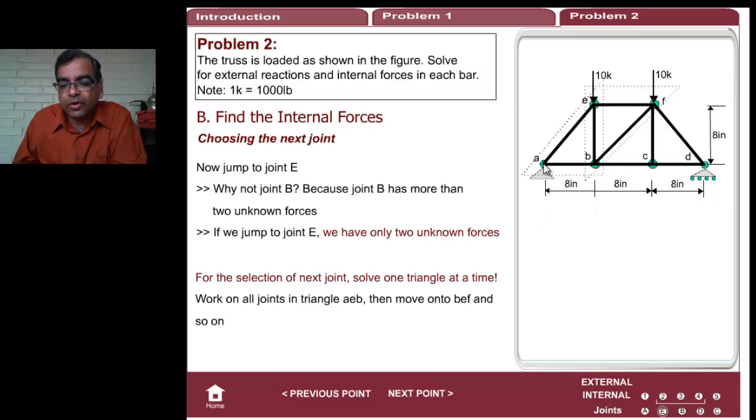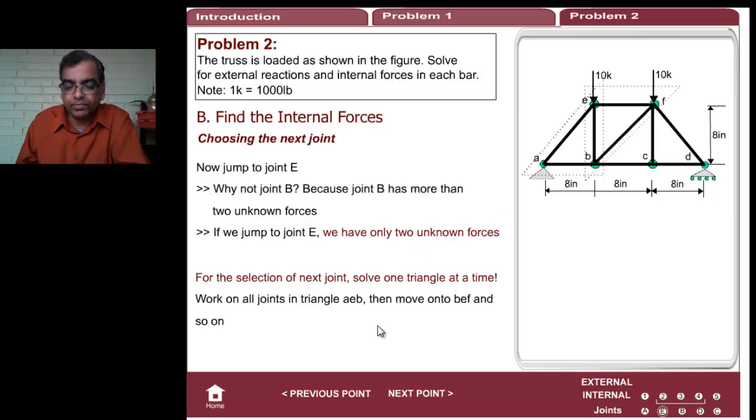So my point is I'm going to start at A, then I go to E and B. Those will be my next choices, B and E. But I have to decide whether I should go to joint E or joint B. If I jump to joint E, I will have only 2 unknown forces because I already calculated these 2 forces. Only these 2 will be unknown. If I jump to joint B, there will be 3 unknown bars. So it's better for me to jump to joint E. This is the strategy. This is how we work.